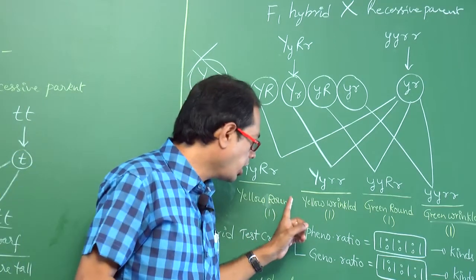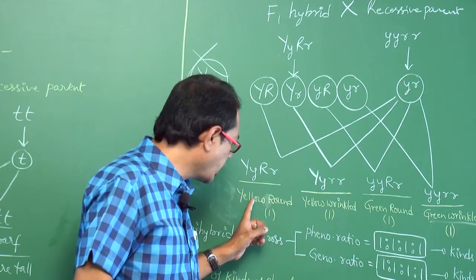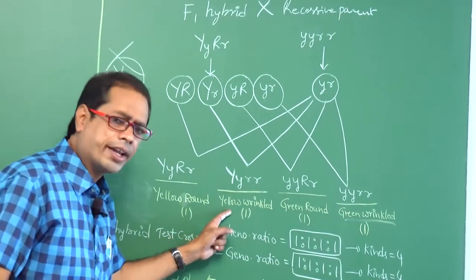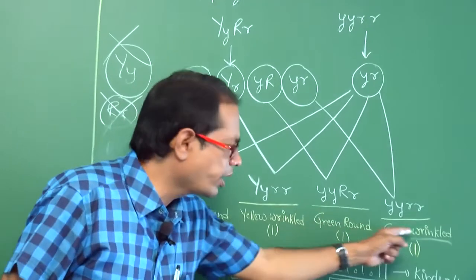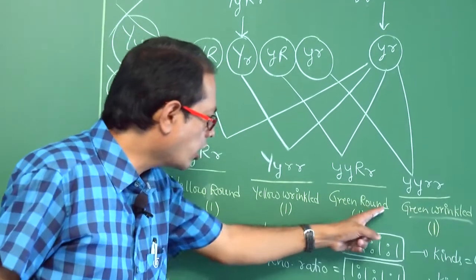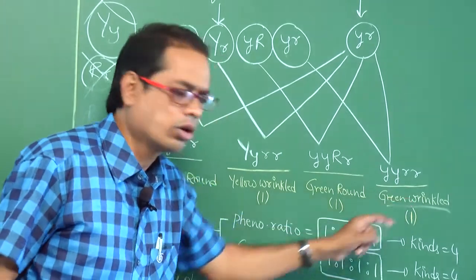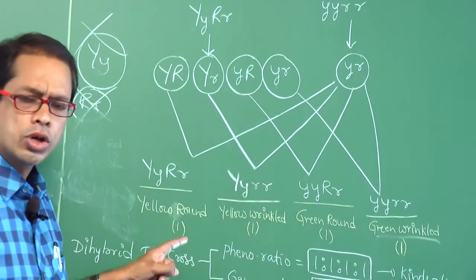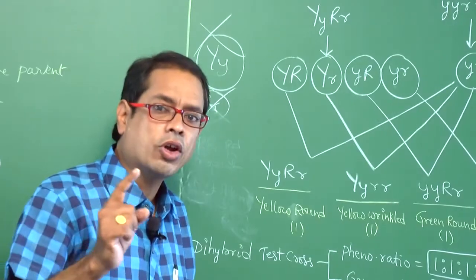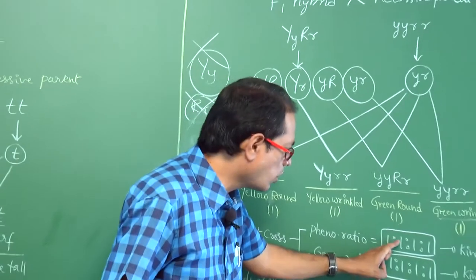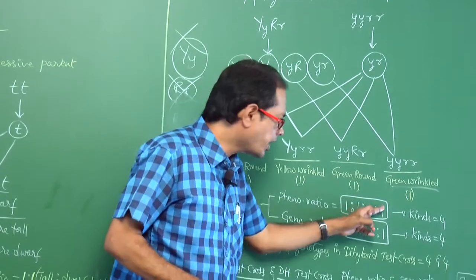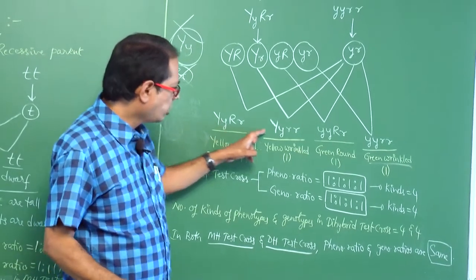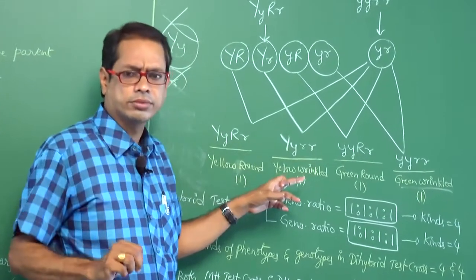Right. Is there any phenotype repeated? Yellow round, no other yellow round. One type. Yellow wrinkled, no other yellow wrinkled. One type. Green round, no other green round. One type. Green wrinkled, only one, no other type. So the phenotypic ratio is 1 is to 1 is to 1 is to 1. How many kinds of phenotypes? 4.